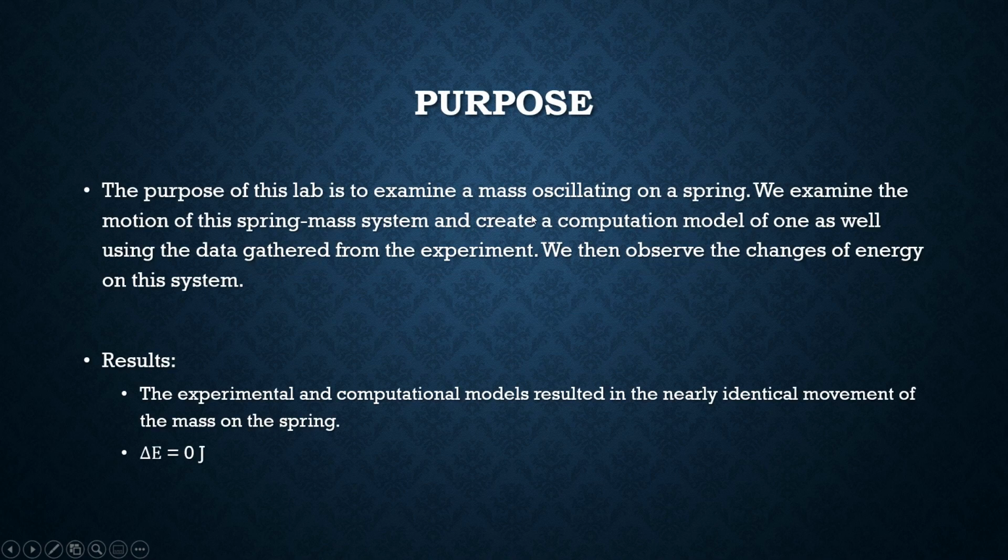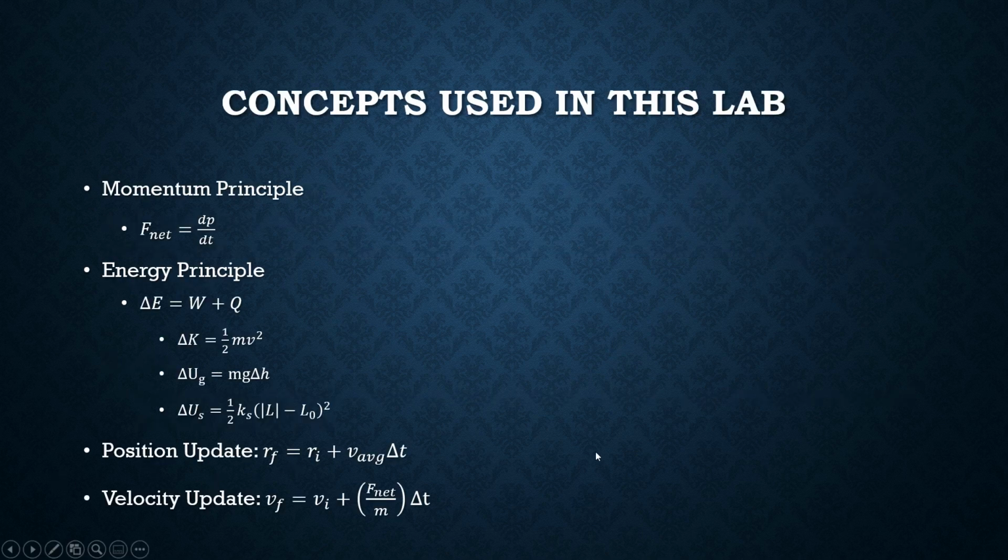The purpose of this lab is to examine a mass oscillating on a spring. We examine the motion of this system and create a computational model from the data gathered from the experiment. And then we also observe the changes of energy on this system. The results from this lab, as you can see at the bottom, are that the experimental and computational models resulted in nearly identical movement of the system, the mass on the spring, and also the change in energy was zero throughout.